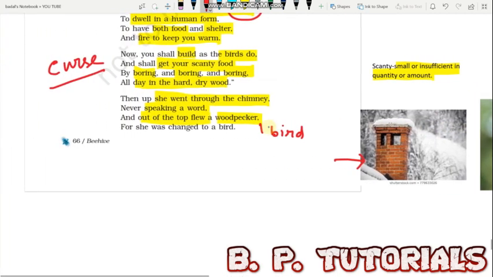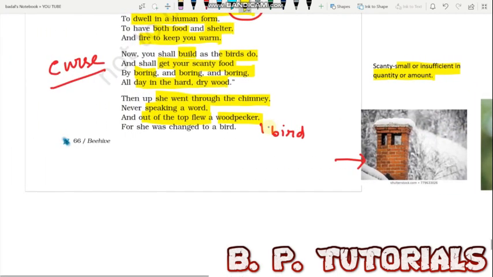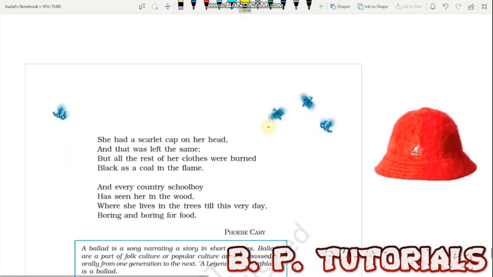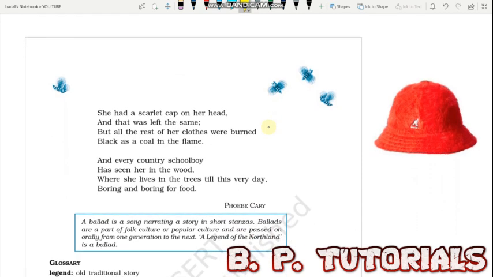And what happened? For she was changed to a bird. And why did this happen? Because she was changed to a bird by the curse of Saint Peter. She had a scarlet cap on her head. Take a look at the point here. As she moved up through the chimney, that time she had a scarlet cap on her head. What is scarlet cap? It's a red color, bright red color cap actually. Bright red color cap is called scarlet cap.